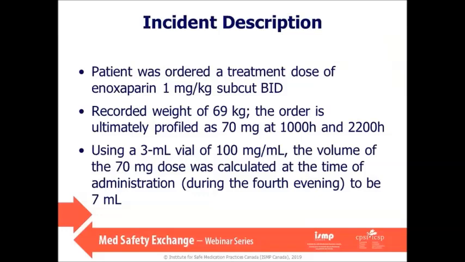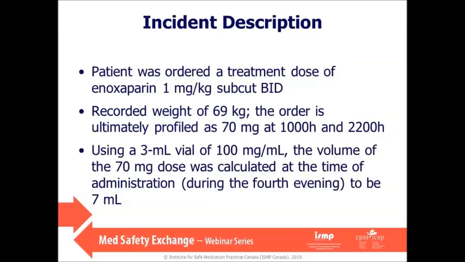So, background on the incident that occurred. The patient was ordered a treatment dose of enoxaparin 1 milligram per kilogram subcut twice a day. They recorded a weight of 69 kilograms at the time. So with a small rounding, the order was ultimately profiled as 70 milligrams at 10 and 2200, which are the standard medication administration times for enoxaparin at our institution.